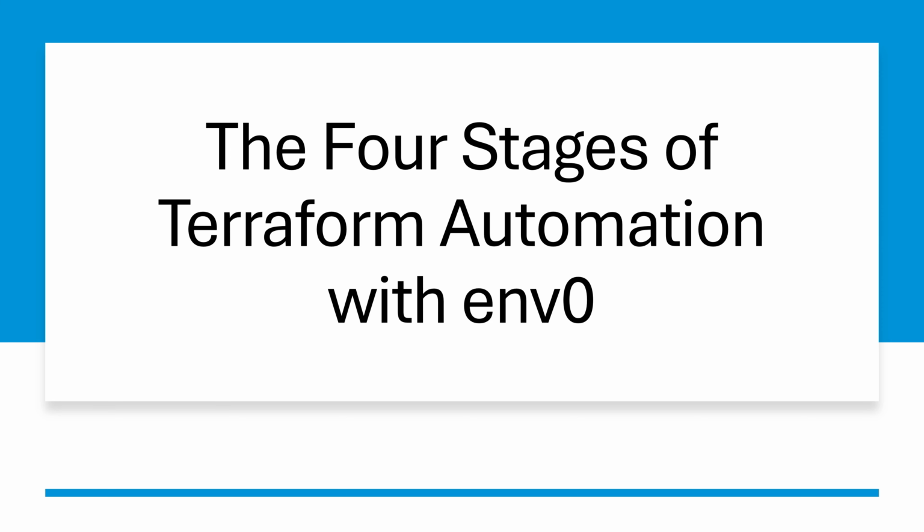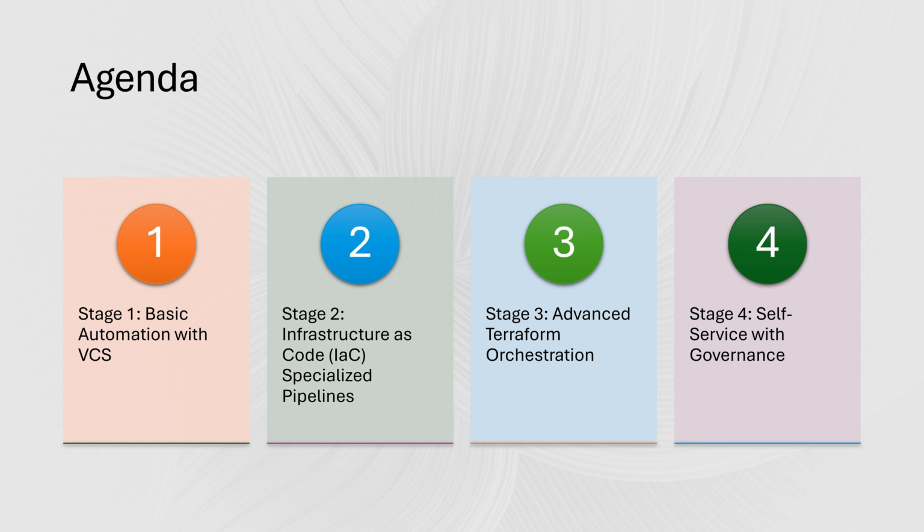Let's now go through the 4 stages of Terraform automation with N0. So our agenda, we're going to go through these 4 stages. Stage 1, basic automation with version control systems. Stage 2, infrastructure as code, specialized pipelines. And then stage 3, advanced Terraform orchestration. Finally, stage 4, we'll see self-service with governance.